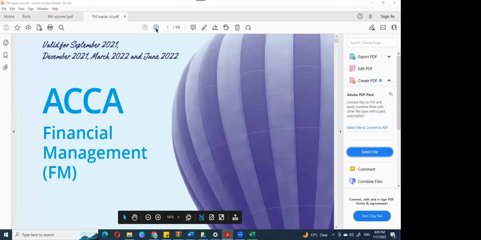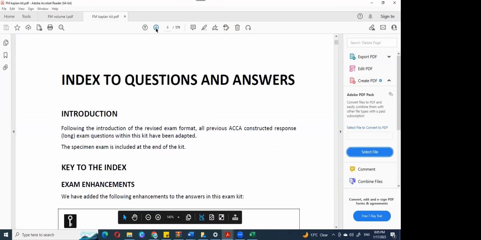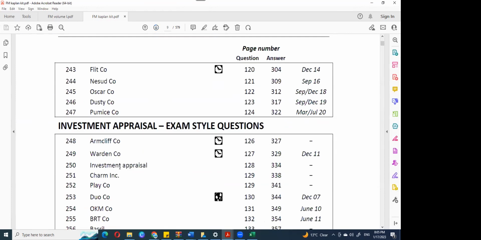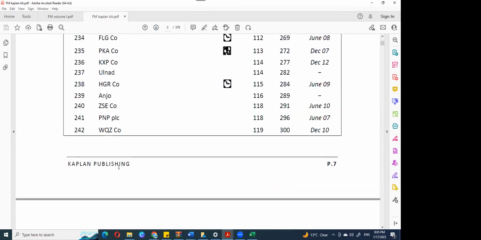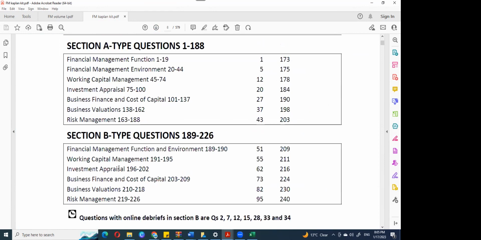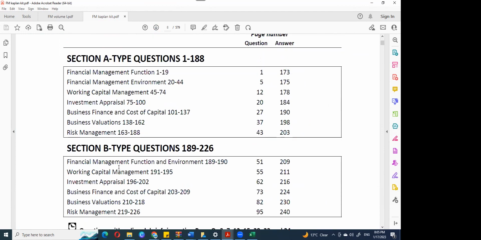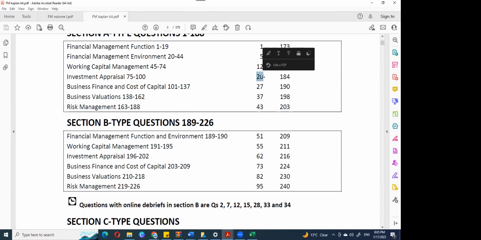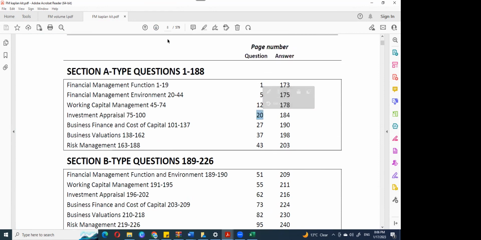Yes, so this is the exam kit, Kaplan, with you people. So we need to solve some of the questions on the topics which we have covered so far. Section A, B, C type question. So investment appraisal. Let us start doing some questions on the section A type first. Page number is 20.